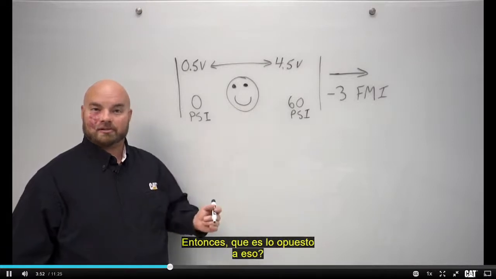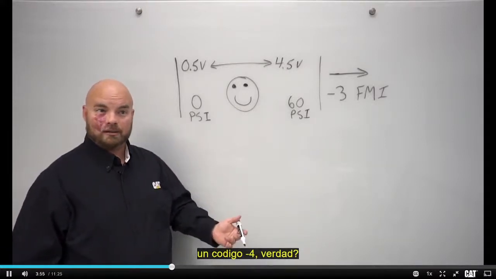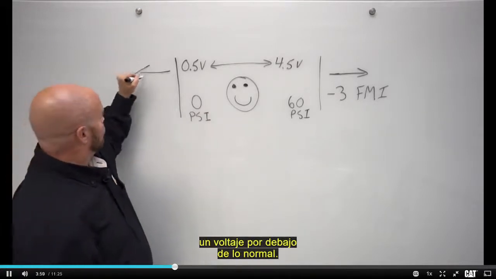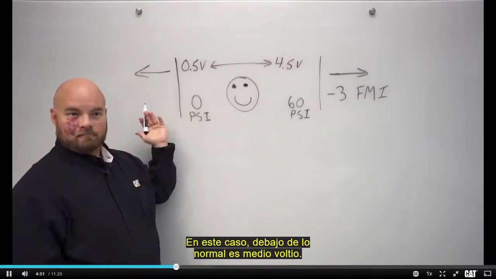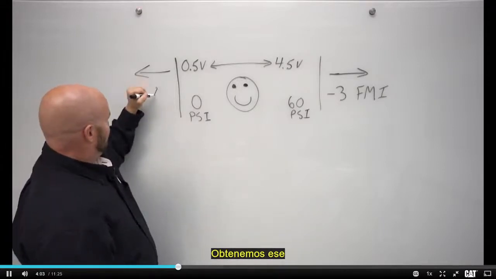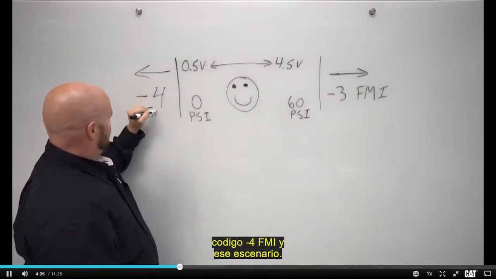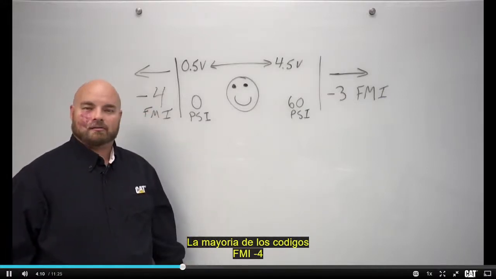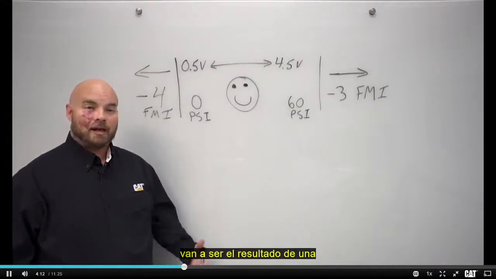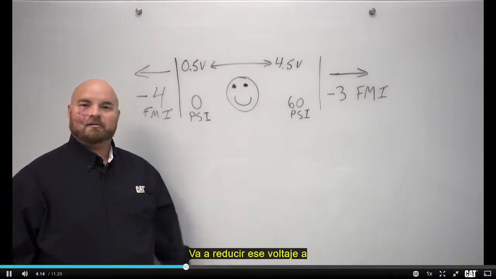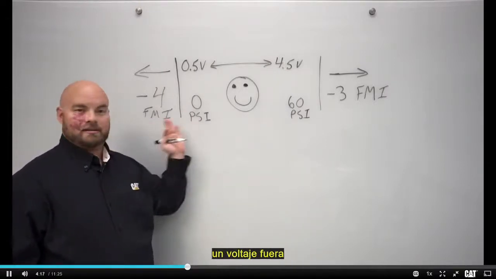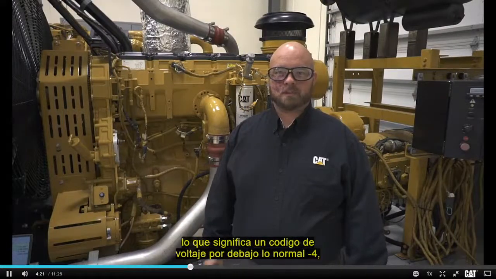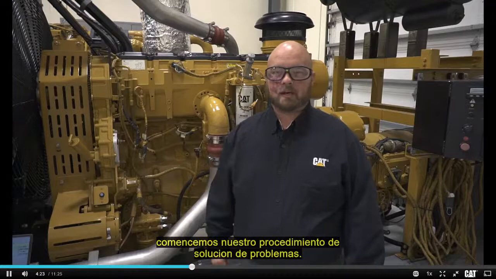So what happens on the other side of that? A -4 code, the ECM is going to trigger that code if it detects a voltage below normal, in this case below half a volt, and we get that -4 FMI code in that scenario. Most FMI-4 codes are going to be the result of a short circuit condition, which brings the voltage down to a voltage outside of the happy range of the sensor. So now that we understand what a -4 voltage below normal code means, let's start in on our troubleshooting.